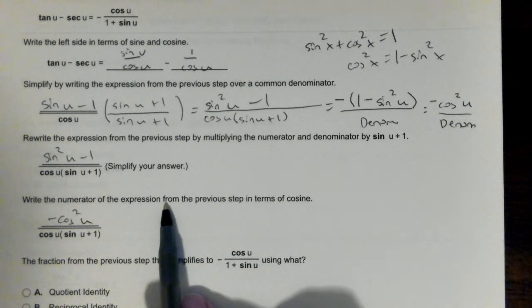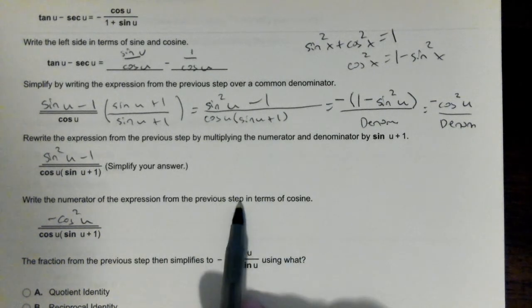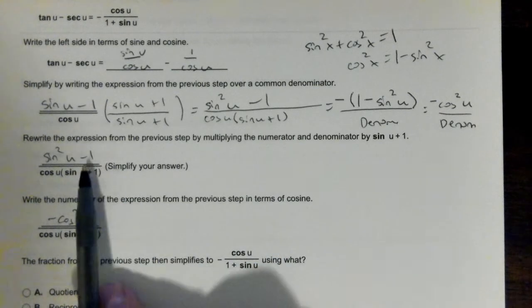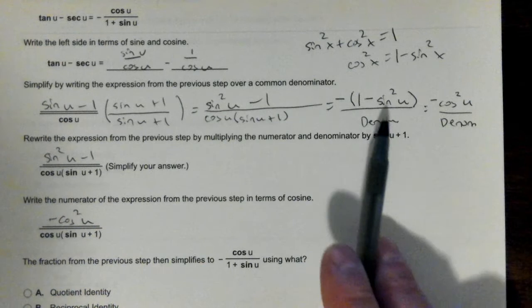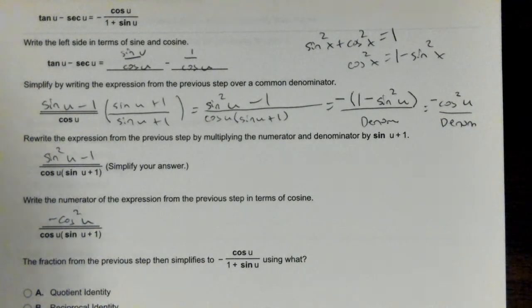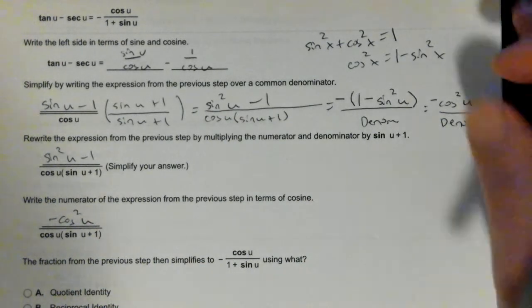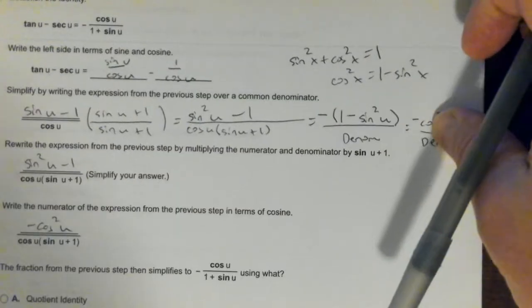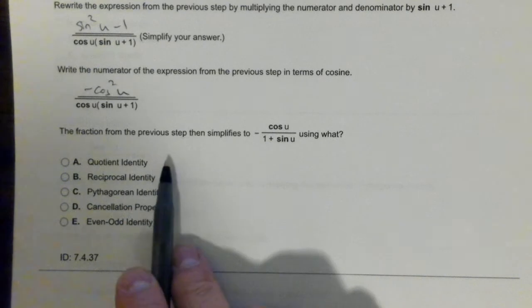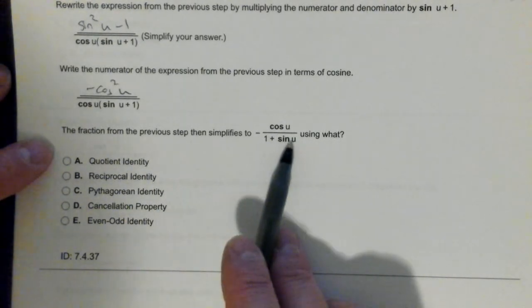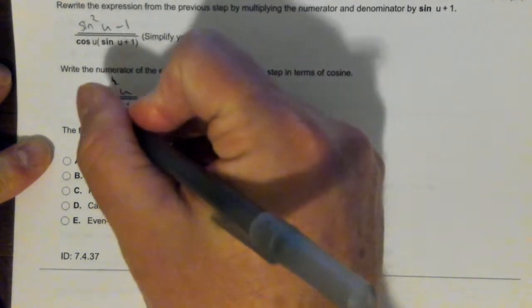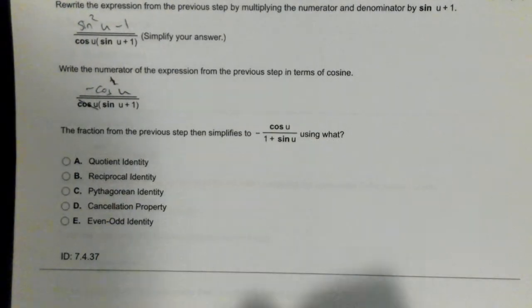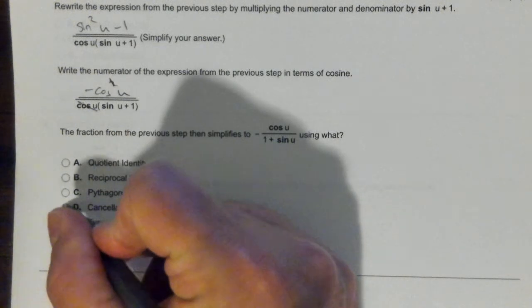And then write the numerator in terms of cosine. So instead of having sine in the numerator, they want you to use it in terms of cosine, which is why we use the Pythagorean identity. And so then this one asks you about the fraction, then simplifies to that using what? So basically we would cancel the u with this, and so that's the cancellation property.